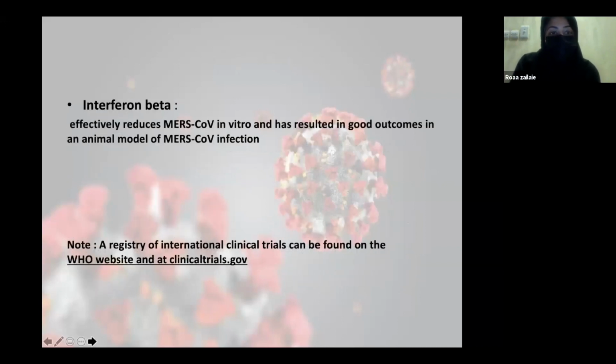The other medication, interferon beta, is still not approved for pediatrics. It is approved for adults. It effectively reduces MERS-CoV in vitro and has resulted in good outcomes in animal models of MERS-CoV infection. Also for other medications like azithromycin with chloroquine, studies and clinical trials are still ongoing, but there is no benefit and maybe increased complications. You can check the ongoing trials on the international clinical trial registry, found on the WHO website and at clinicaltrials.gov.